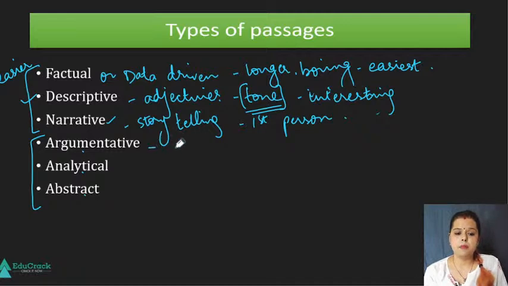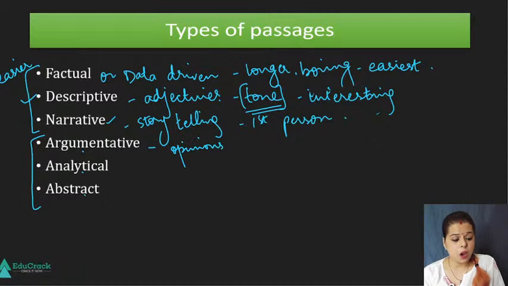Argumentative passages are based on opinions. These opinions may or may not be based on facts. These can be an author's personal opinions. So I feel that red is better than blue because I like the color red. Now what is the logic behind it? There probably may not be any logic behind it. There may not be any fact supporting it, that why red is better than blue, but I like it, so I'm going to ensure that everything I buy is red, right?